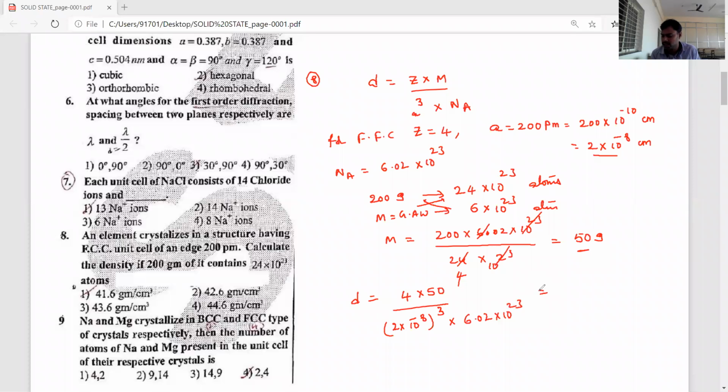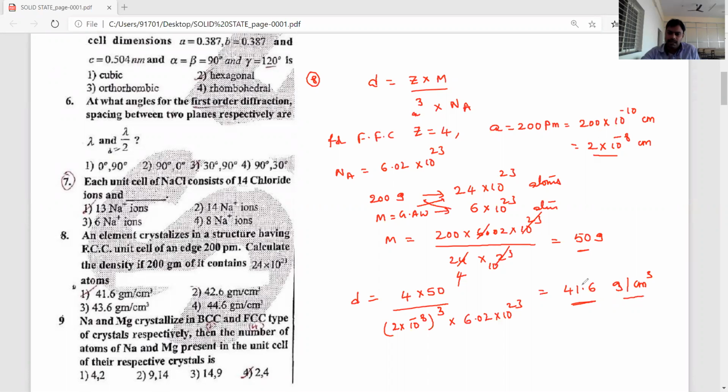On simplification, we'll get approximately 41.6 gram per centimeter cube. That is the density of the given element as existing in FCC crystal structure. Then its density is equal to 41.6 gram per centimeter cube.